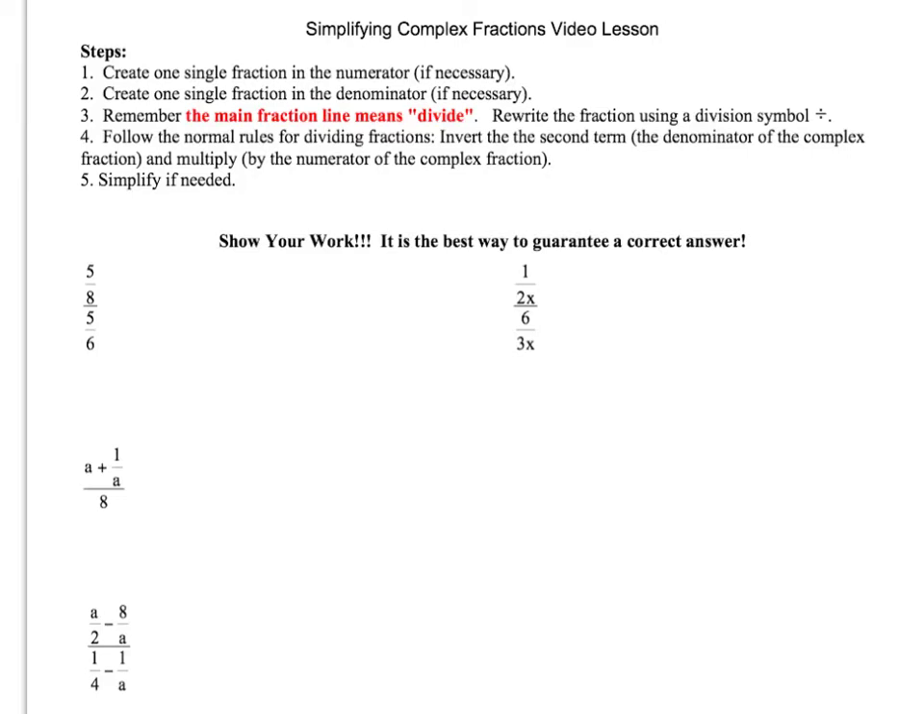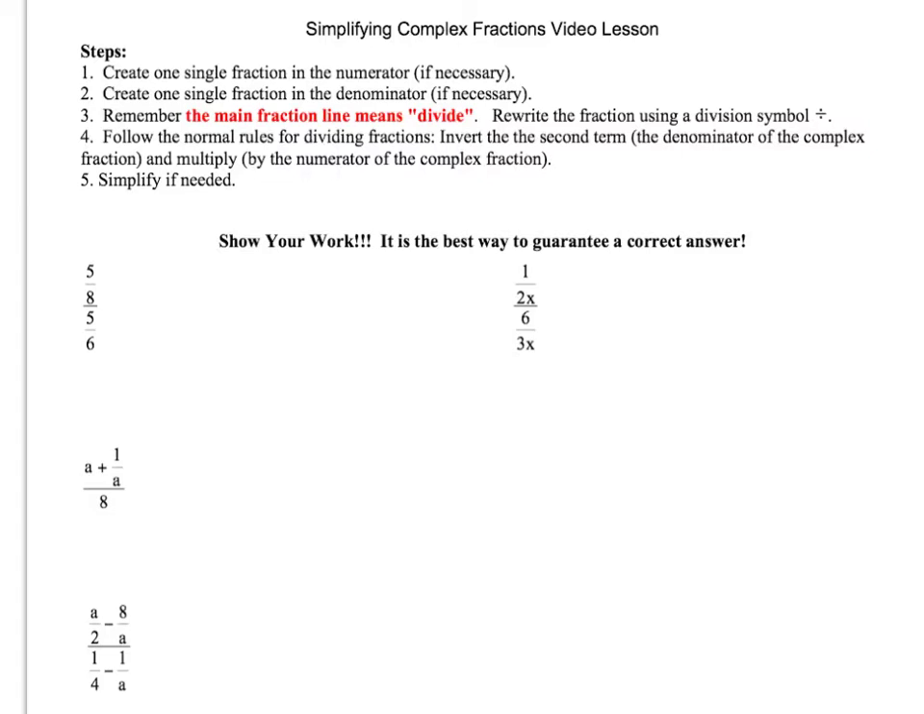Step 4. Follow the normal rules for dividing, which means what we did yesterday: keep, change, flip, and then simplify if necessary. So looking at our first example, in our numerator we do just have one fraction. In our denominator we also have one fraction, so the first two steps are done. This little line in the middle does mean divide, so we can rewrite it, or we can go right to step 4, which just says do a keep, change, flip.